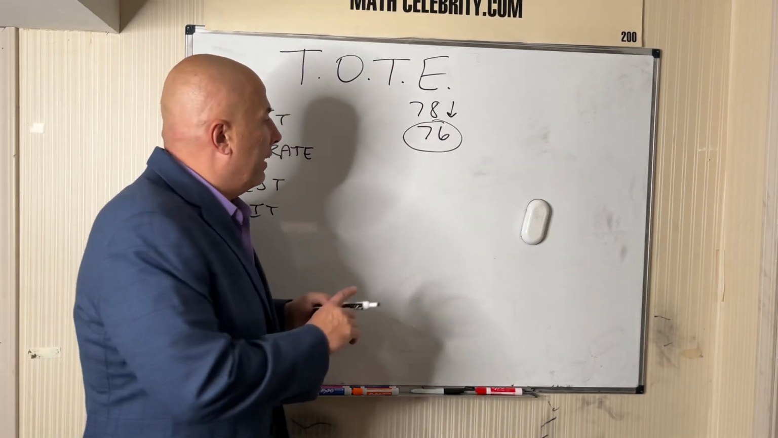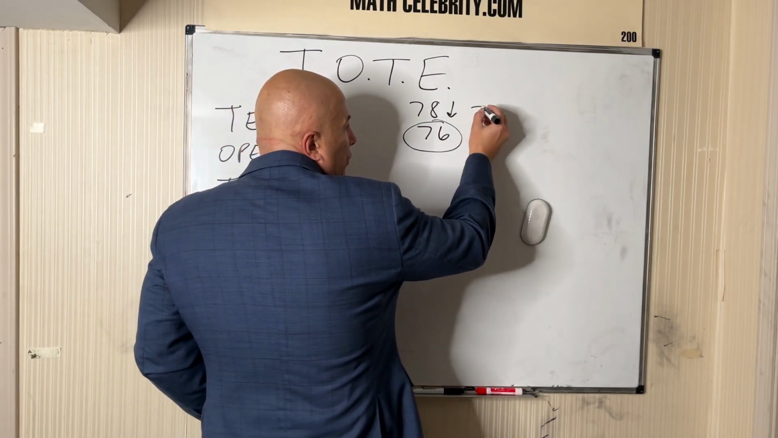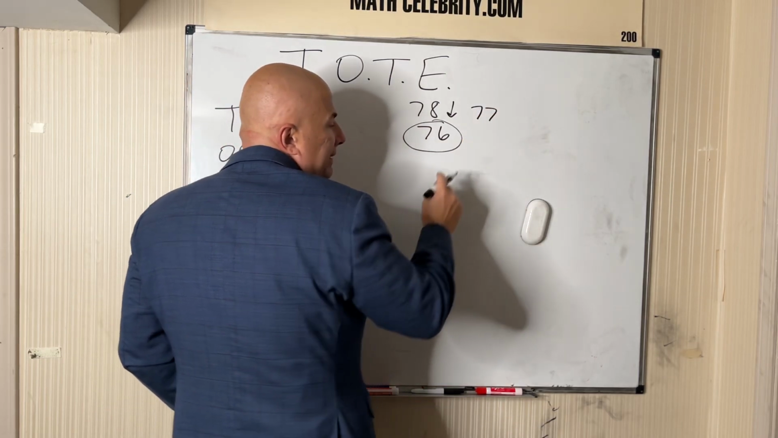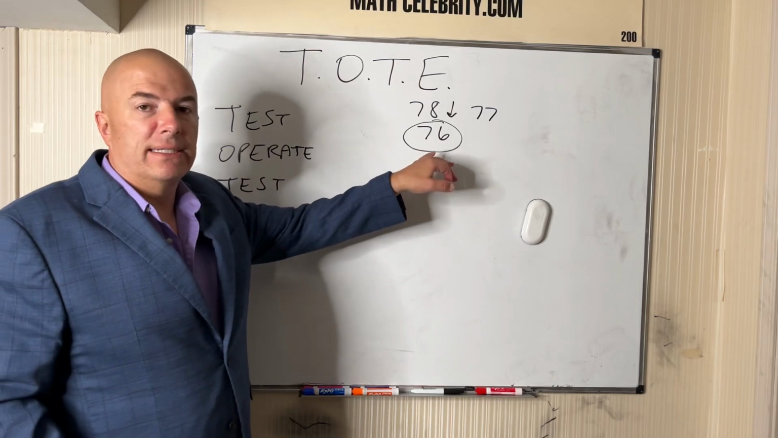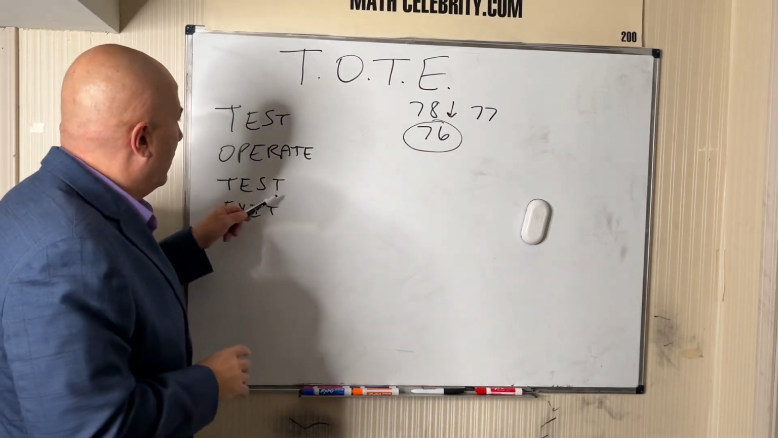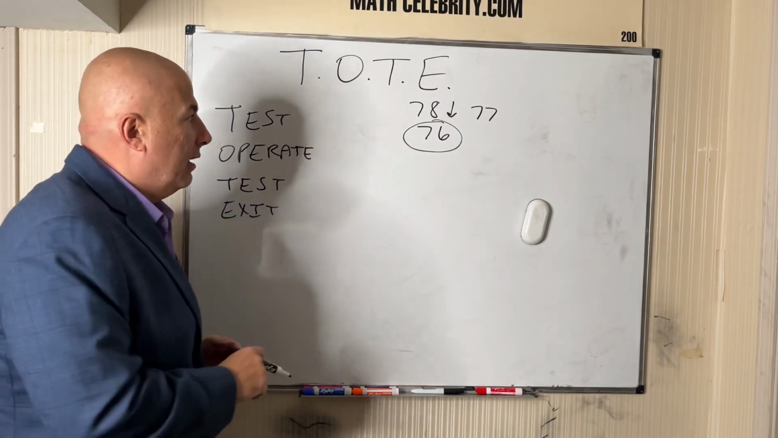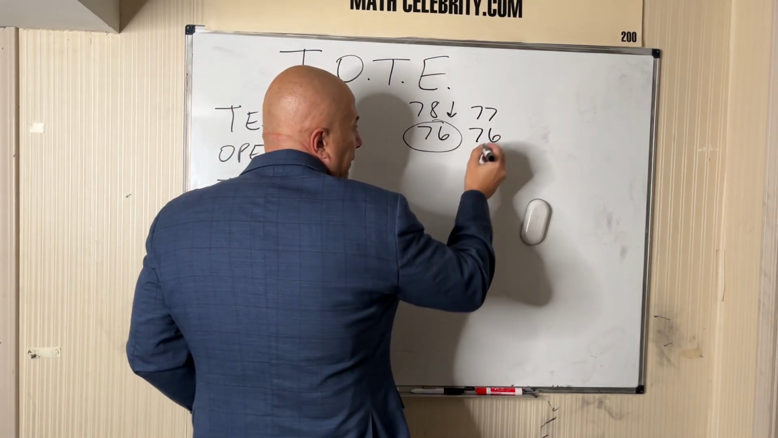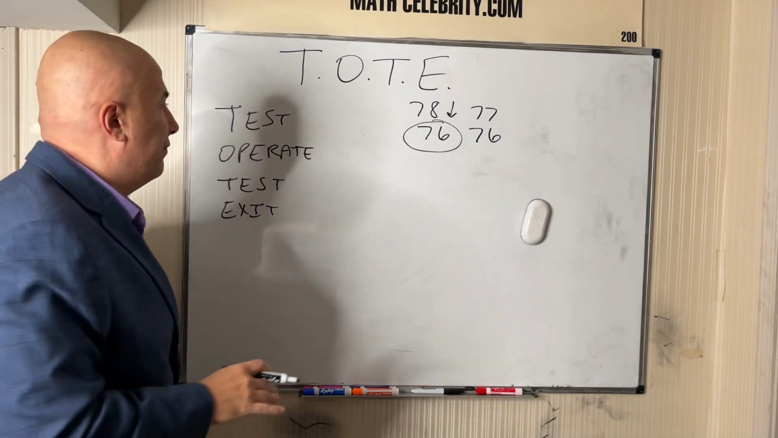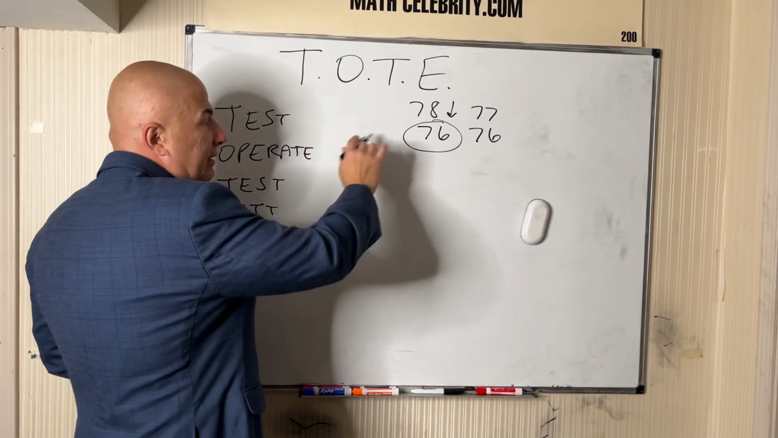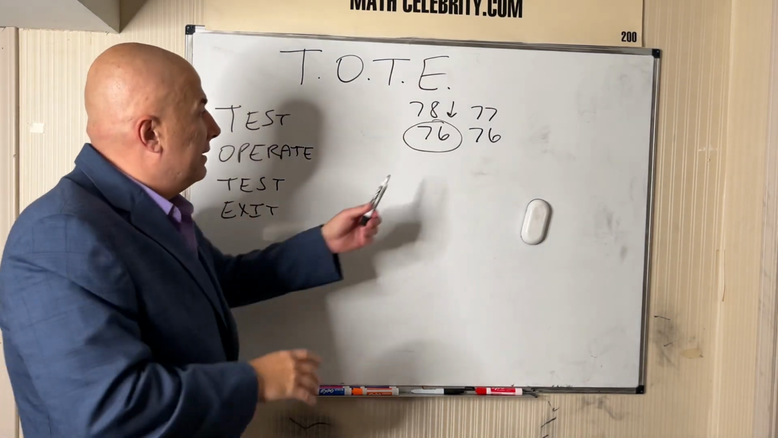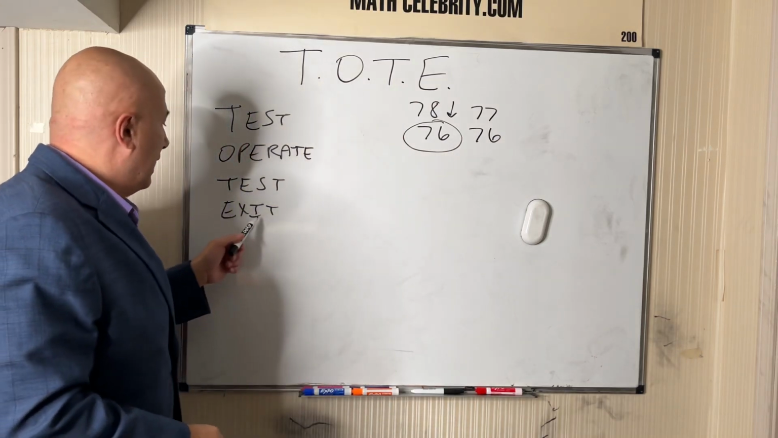It says, okay, in 20 minutes, the temperature is now 77. Great, what's the target? 76? Doesn't work. We got to go back. So the Freon will continue to cool the air. Finally, it drops down to 76 after about an hour and a half. So we operated because it cooled again. Test, 76 equals 76. Great, exit.